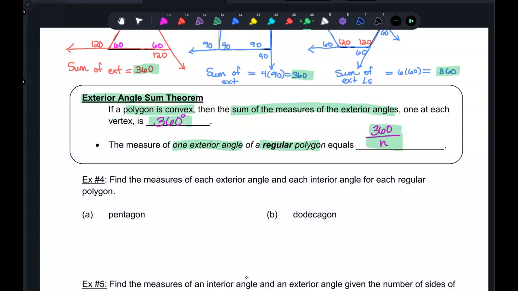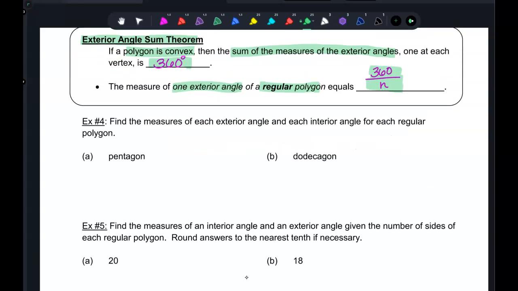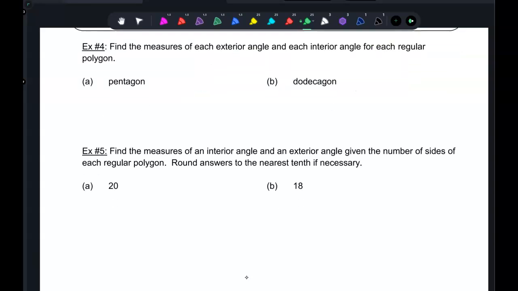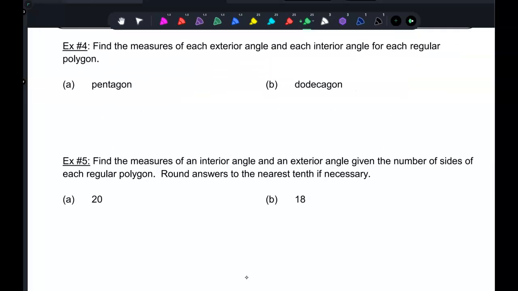Okay, we're doing great on time. Okay, so last couple examples here. Given a type of polygon, I want you to find a measure of one exterior angle and one interior angle for a pentagon. 120. What? Wait, for which one? Pentagon is fine.